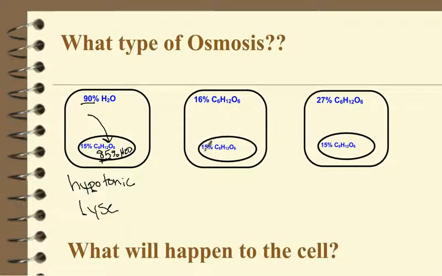All right, right here we have 15% sugar. So again, that's 85% water. And then on the outside, we have 16% sugar. So that means we have 84% water. Be careful when you're looking at the percentages that you pay attention to what molecules they're giving you. Okay, so 84% water is about the same as 85, so we're probably going to see a little bit of both in and out. And that would be isotonic. Okay, so that cell is going to be at equilibrium.